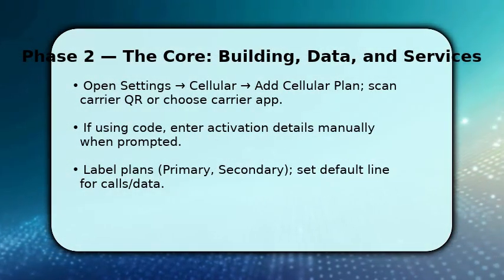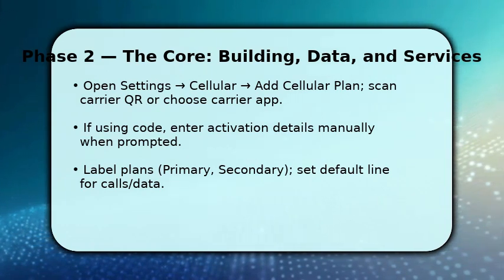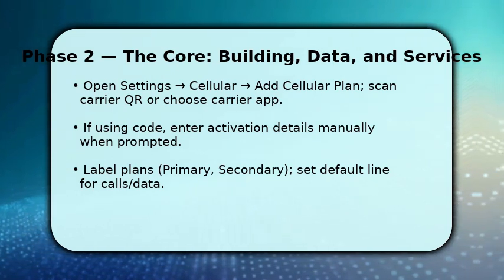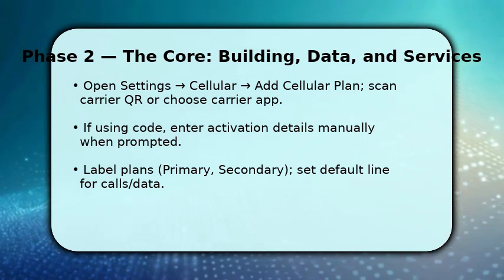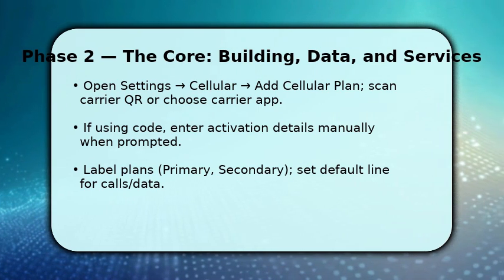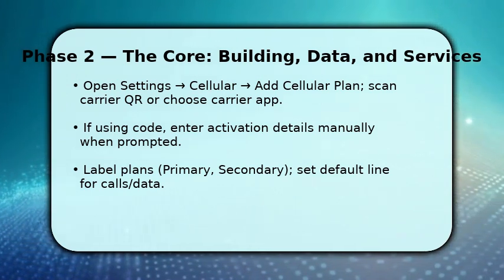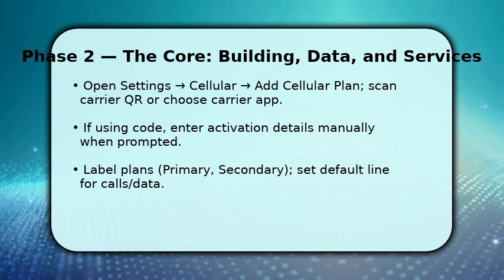Now add the eSIM. Go to Settings, Cellular, add Cellular Plan, and scan the QR code your carrier provided. This tells the phone which profile to download. If the carrier gave a manual code, tap Enter details manually and type it exactly. Capitalization and dashes matter. Alternatively, open the carrier's app and follow its activation flow so the profile installs automatically.